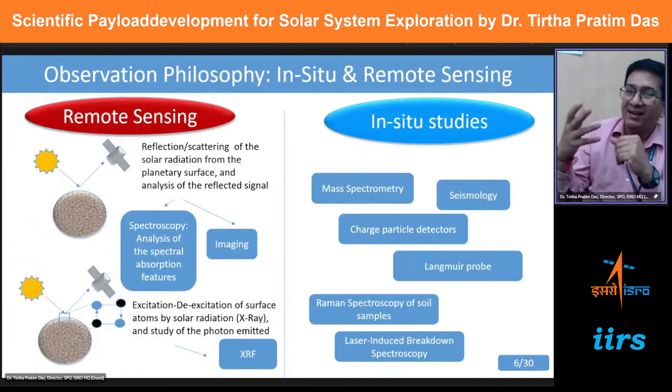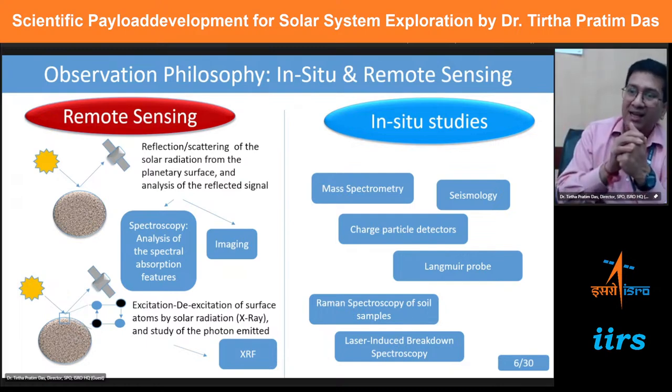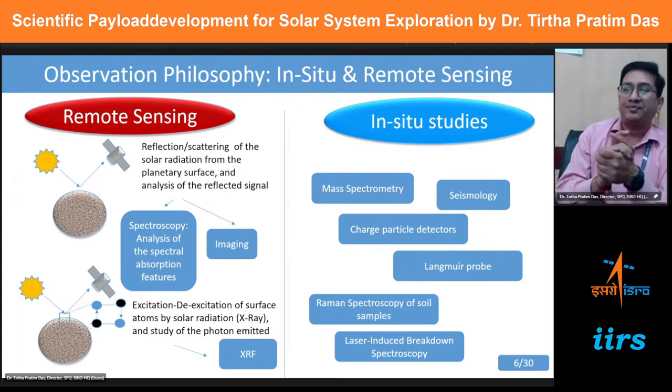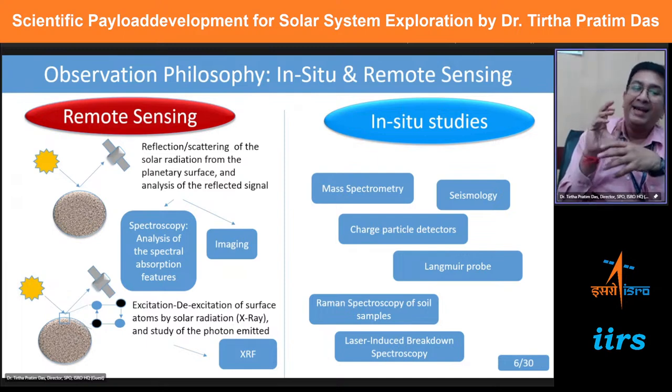So, a very quick example of some techniques of remote sensing and in situ observations. Let us start with remote sensing observations. One technique could be using photons as a messenger. Suppose the reflected or scattered light coming from the surface of a celestial body can be measured. And what is the prime source of light?